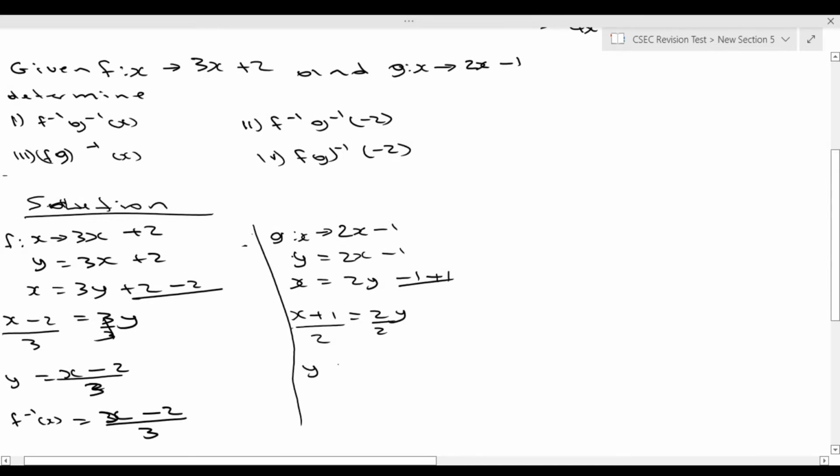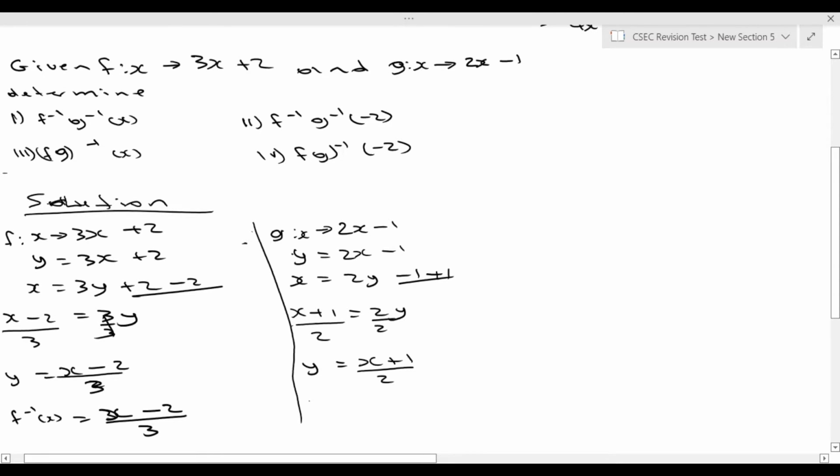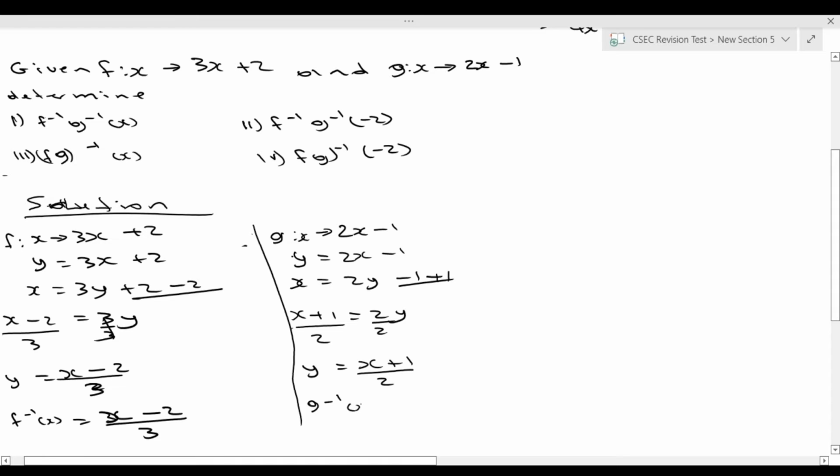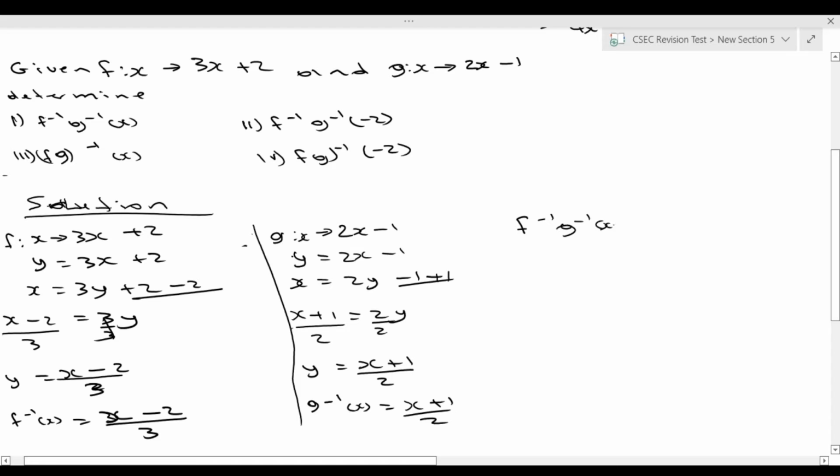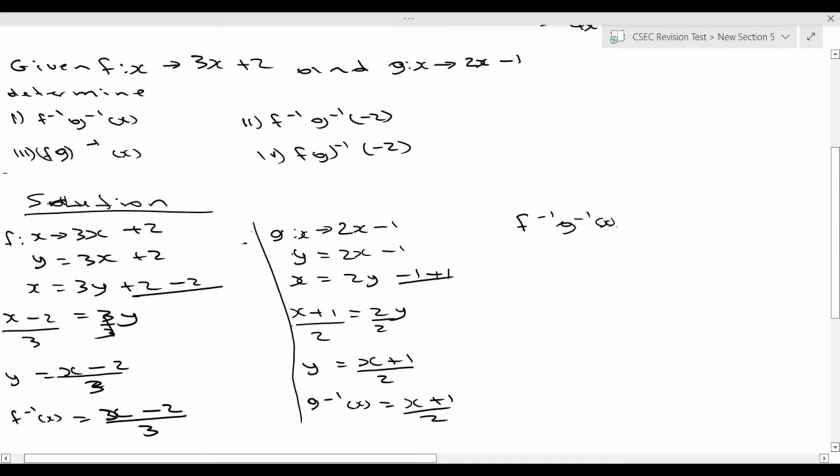Alright, so now we're going to flip it and say y is equal to (x plus 1) over 2. So our g inverse is equal to (x plus 1) over 2. The function asks us to find f inverse g inverse of x. When we see that, we know that we are going to find the composite form of this.